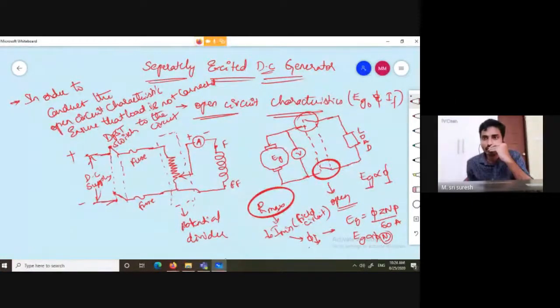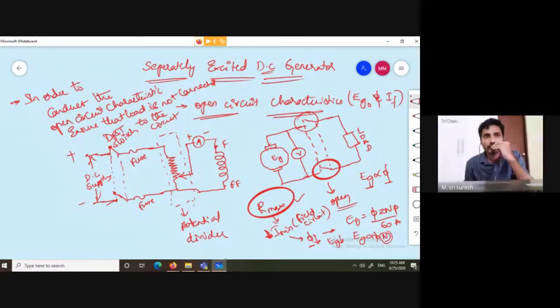If the flux is a low value, what happens to the generated EMF? EG also gets reduced. So at the time of starting, why do we take the maximum value of resistance? In order to have the current flow at a minimum value. If the current is minimum, flux is minimum. Flux is minimum means EG is also minimum.